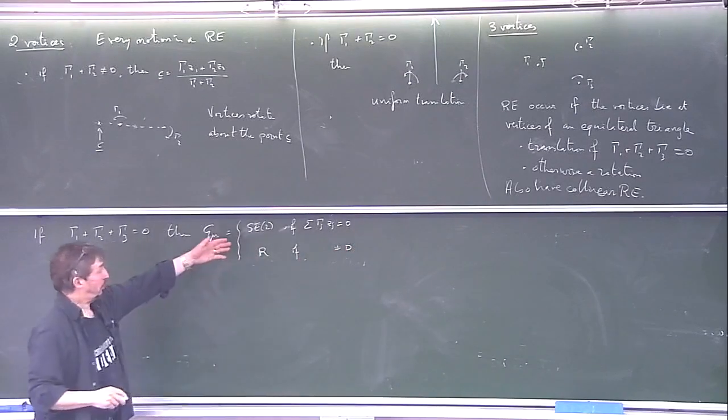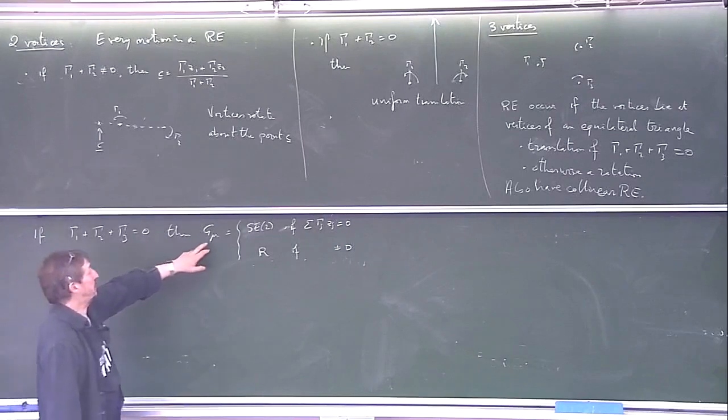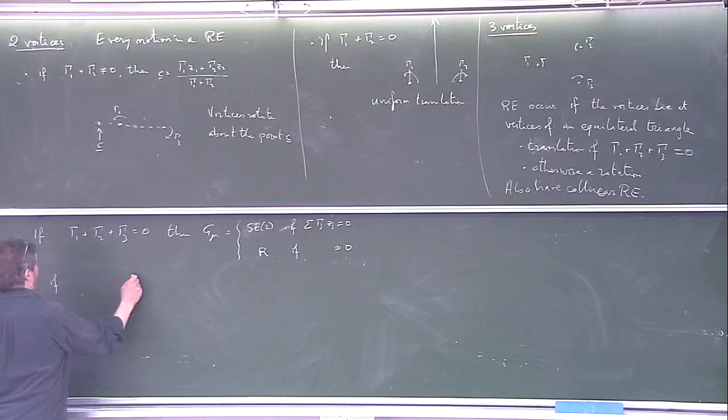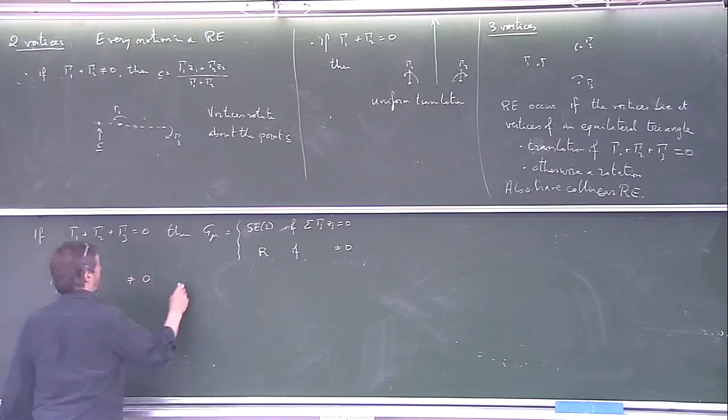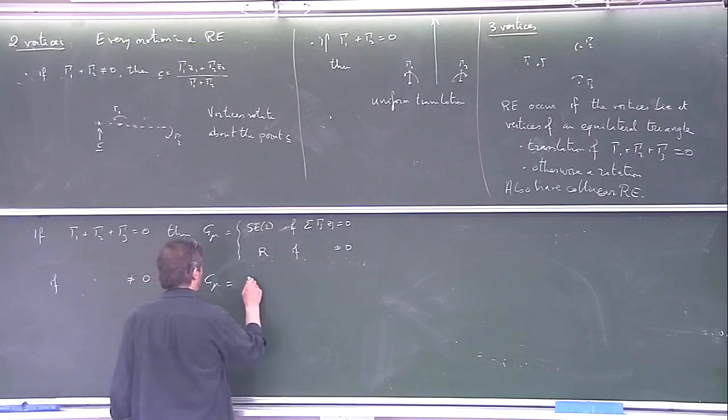So we can know exactly what these spaces are, what this subgroup is that we're going to quotient by. And if mu is non-zero, then G mu is SO2.